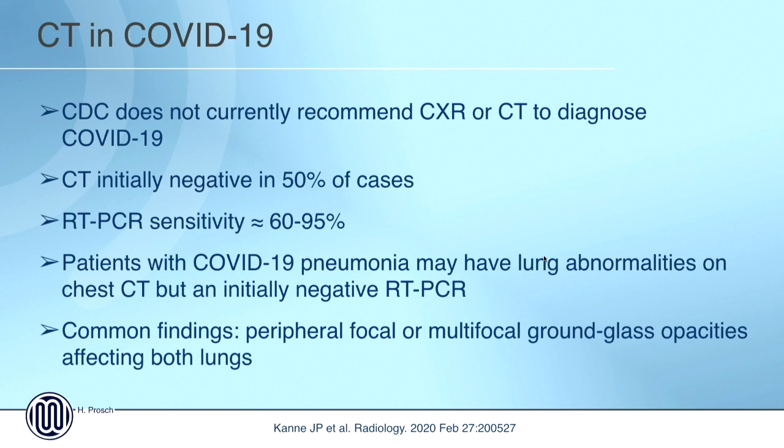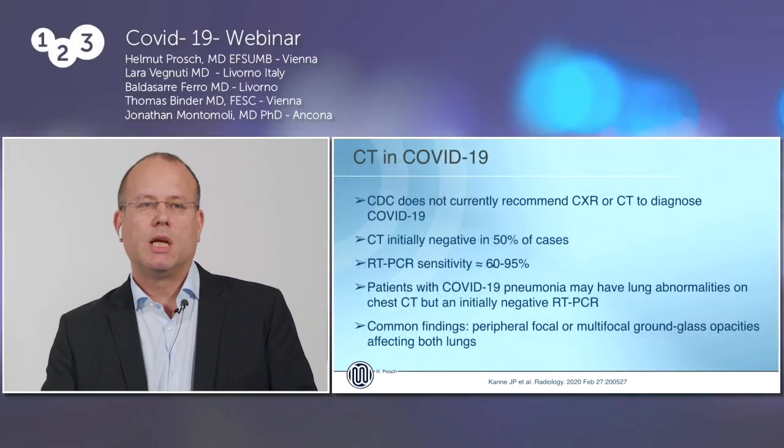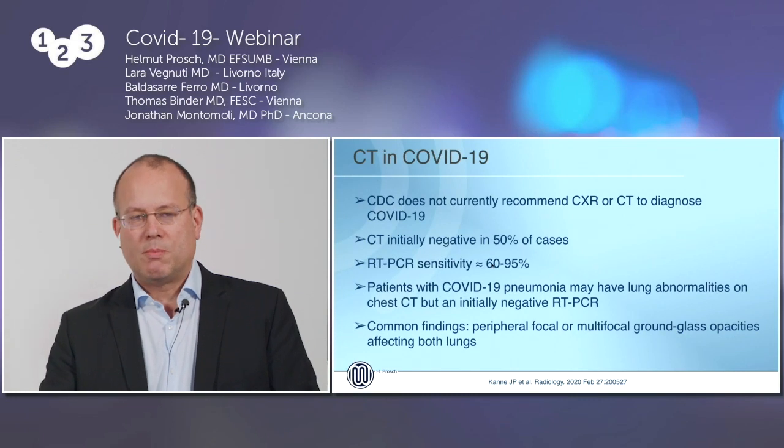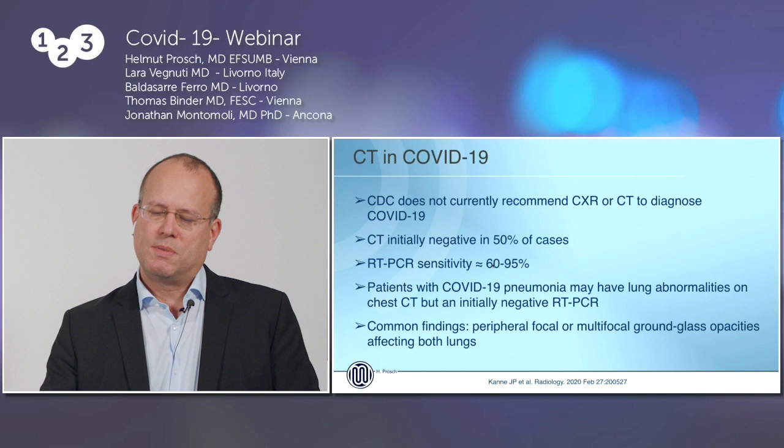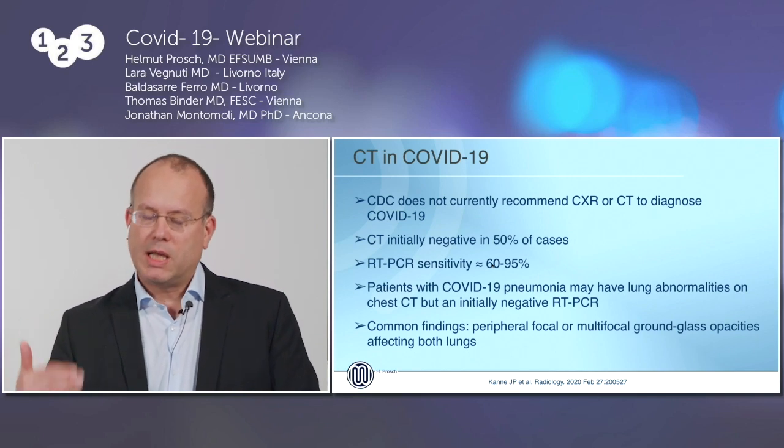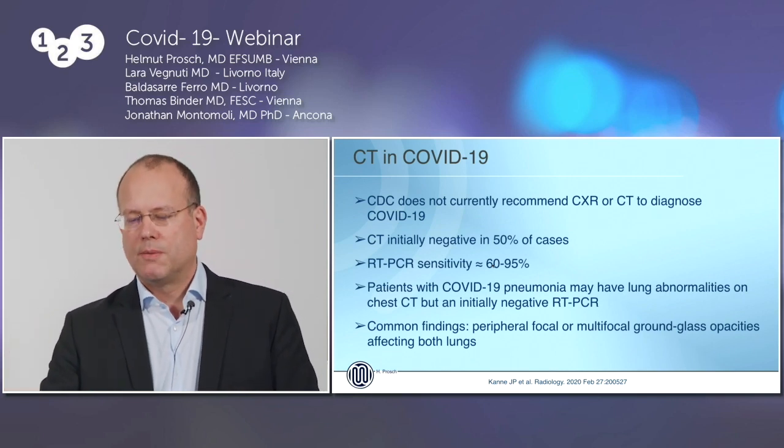One thing which is striking, that RT-PCR is not a perfect test. It's a very good test. However, the reported sensitivities vary quite a lot. In China, we have reports of a sensitivity as low as 60%. In other countries, it's somewhat better, up to 95%, but it also depends on how you get these swabs. So it's not a perfect test, but it is the test to diagnose COVID-19.